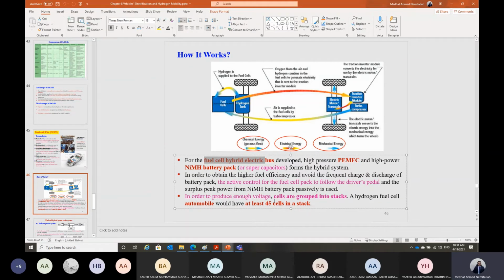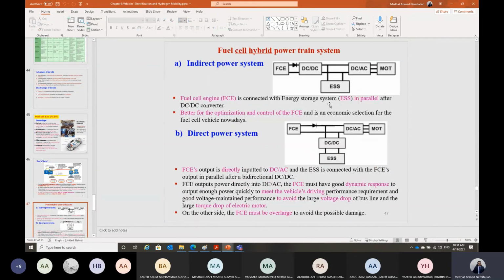But in order to produce a significant amount of voltage, enough voltage to drive the electric motor, we have to have a stack of a number of fuel cells. At least we should have about 45 fuel cells in a stack in order to provide enough voltage for a medium-sized sedan car. Like the Toyota Mirai, we have to have at least 45 fuel cells on board in one stack in order to produce enough electrical voltage to drive the vehicle.